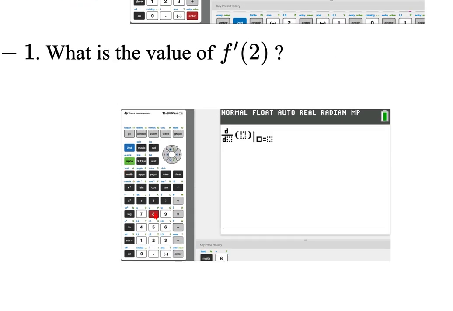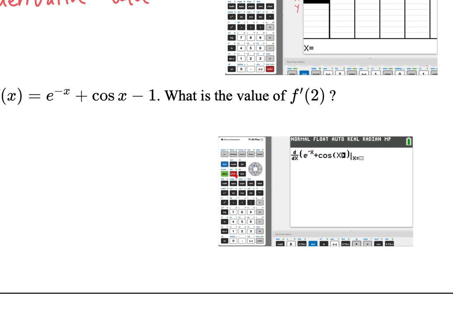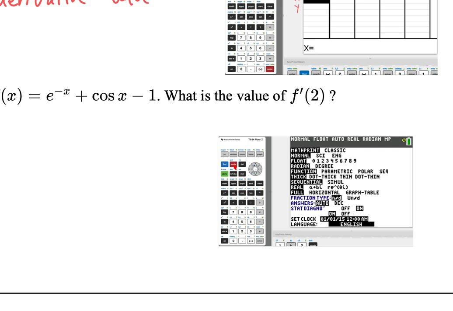Do math 8, and then just plug that function in, e to the negative x, plus cosine, minus 1. And then now at the x value, since we only care about one x value, just do x equals 2. And that's it. So you don't have to go through that whole thing if you're just finding the derivative at one x value.